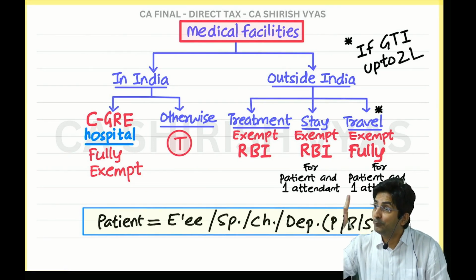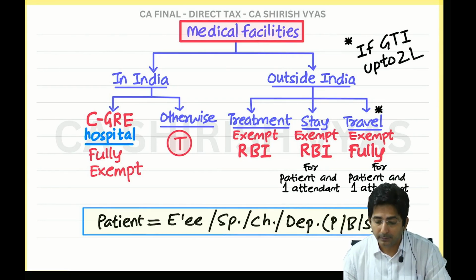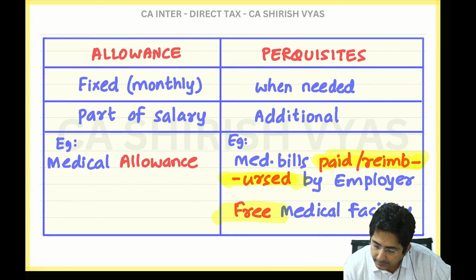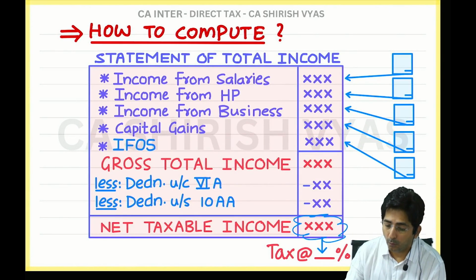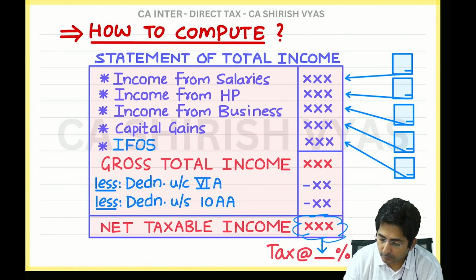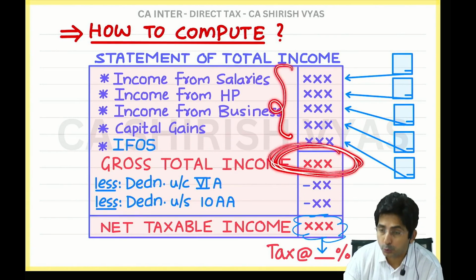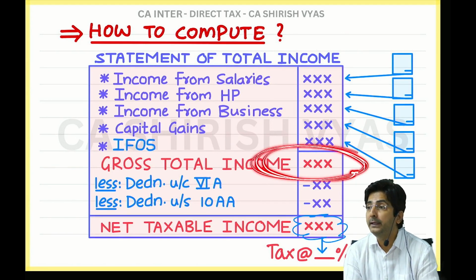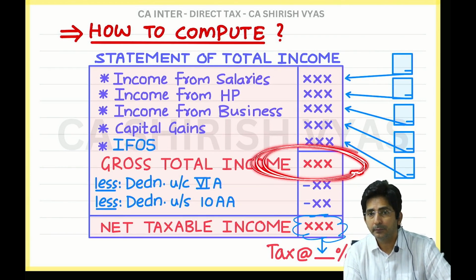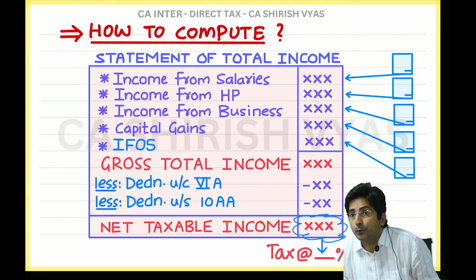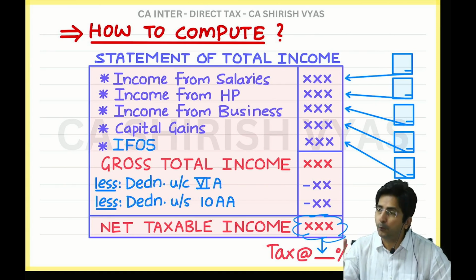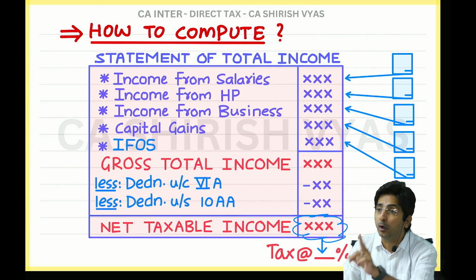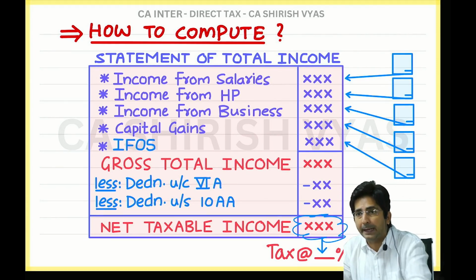So see, in first lecture I told you there are 5 heads of income. See this thing, I am reminding you this thing. I don't trust anyone. What is gross total income? Total of 5 heads is called gross total income. If this figure is up to 2 lakhs, then only the travel benefit is exempt. Means the tickets which boss has booked for you will be totally exempt only for 2 people, patient and 1 attendant. But it will be exempt provided your gross total income is up to 2 lakhs.